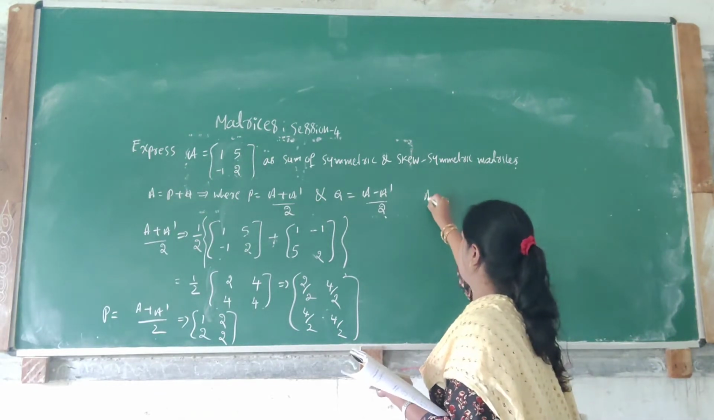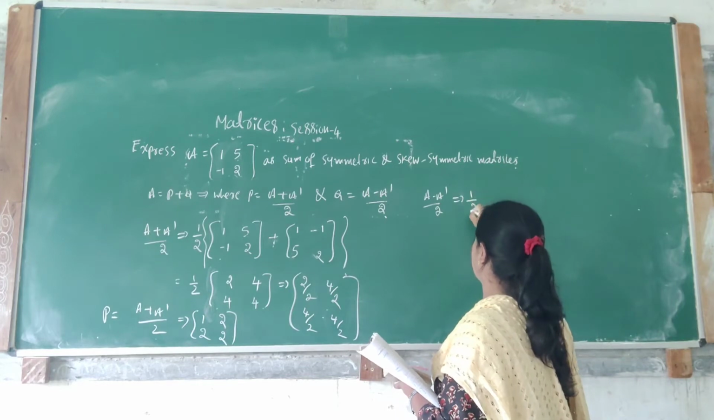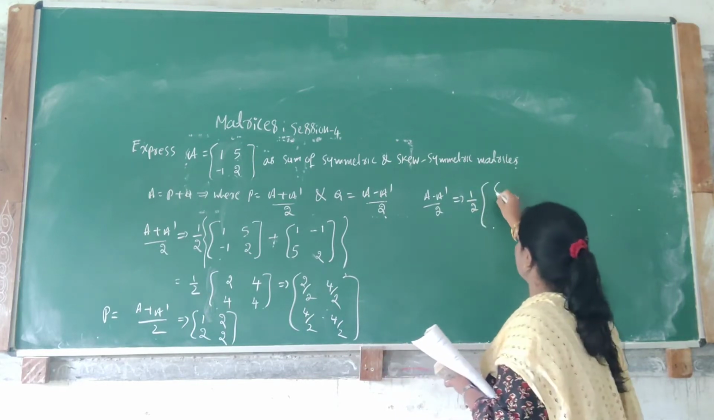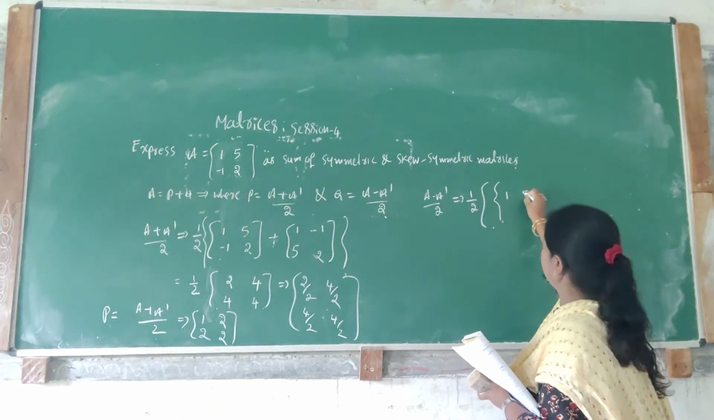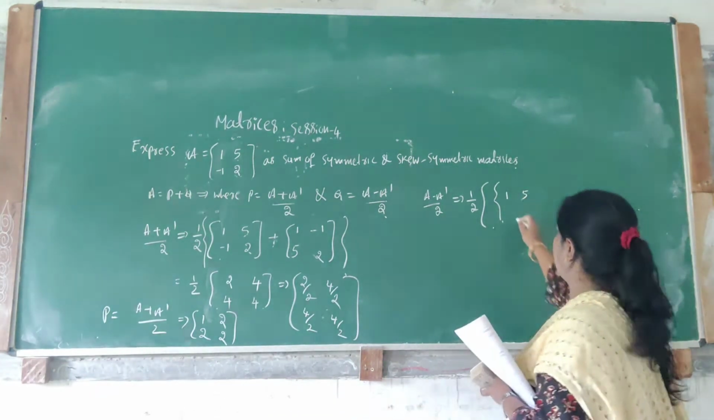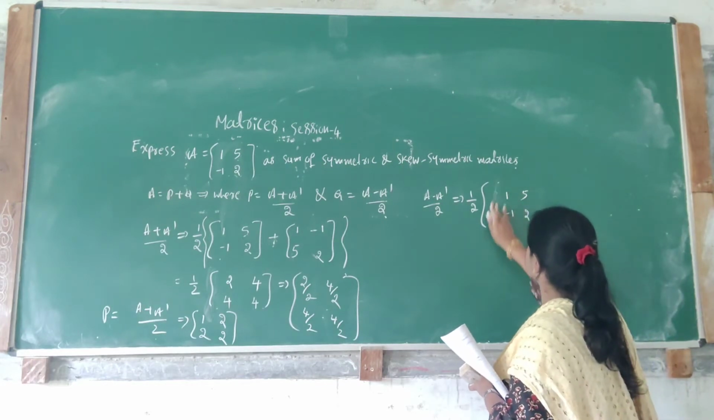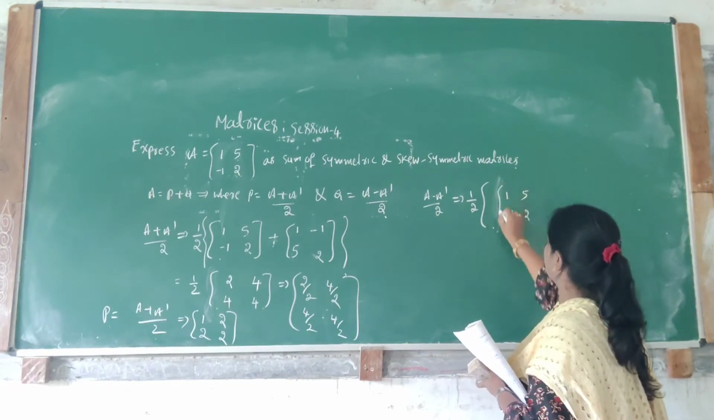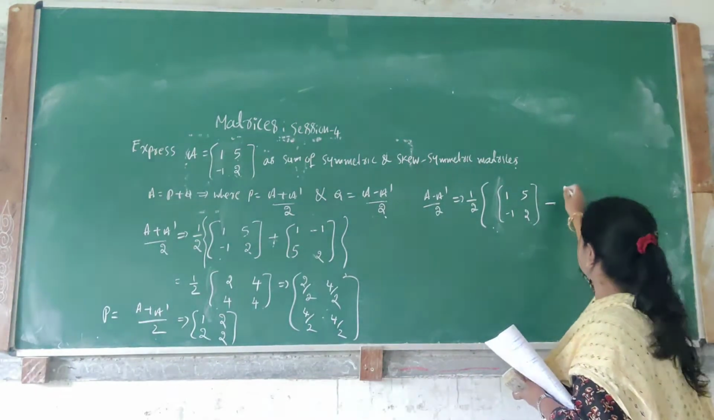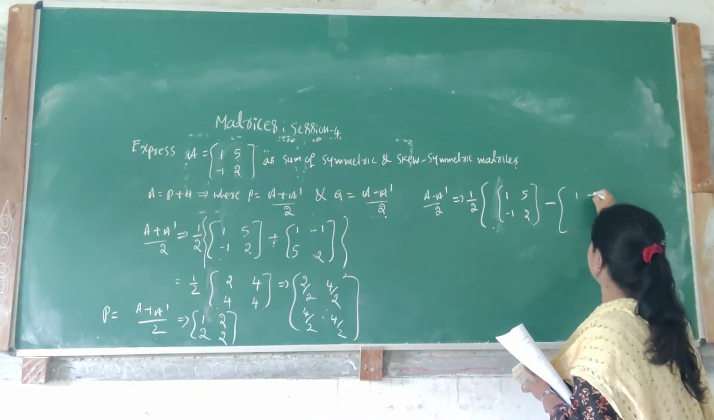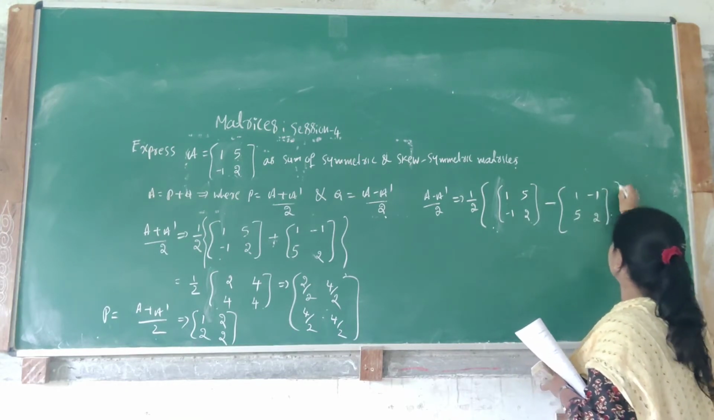Next. What is next? A minus A dash, divided by, take it 1 by 2. A, what is the A value? [1, 5; minus 1, 2]. And A dash is [1, minus 1; 5, 2], and we have to put minus.